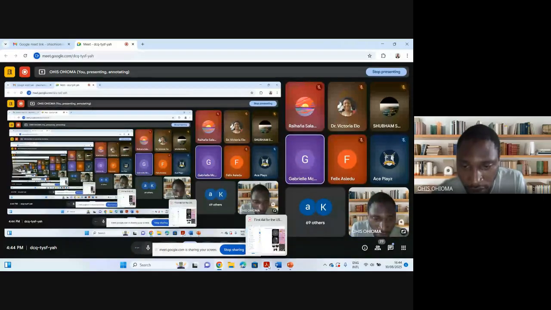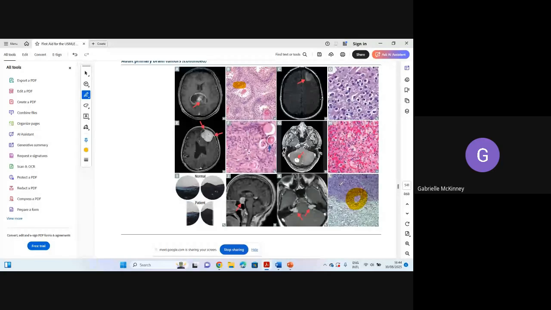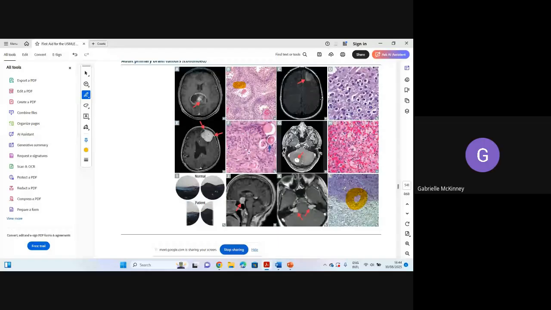Okay. So this is how a schwannoma looks like. This is how it looks like, right? You can see that this area is hypercellular. Like it has a lot of cells. This blue. Okay. All right.